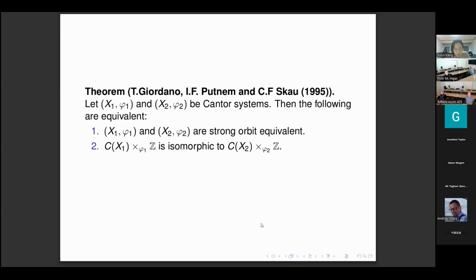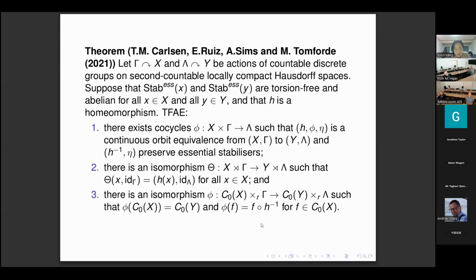So here is a theorem. It says that when you have two dynamical systems defined on Cantor sets, if the systems are strongly orbit equivalent, then the associated crossed products are isomorphic and vice versa. So this theorem shows a deep connection between the dynamical system and the C*-algebra. And then this result has been generalized in various directions.